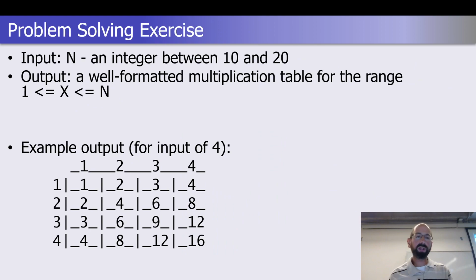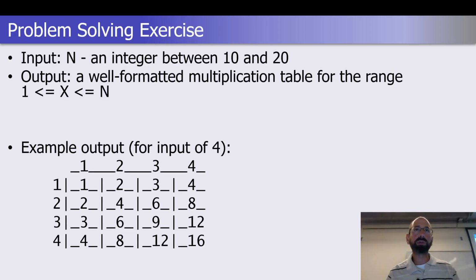Let's try to see if we can finish up a problem-solving exercise in the time that we have here today. If it looks bad, we'll fix it tomorrow. So an integer between 10 and 20 is our input, so we don't have to write a note on that. An output would be a well-formatted multiplication table for the range 1 less than or equal to x less than or equal to n. So if I provided an input of 4, although I said the input has to be in the range 10 to 20, it would print out the following multiplication table.